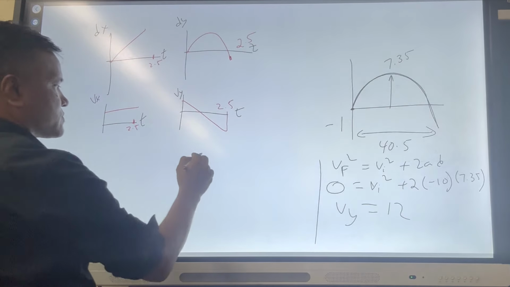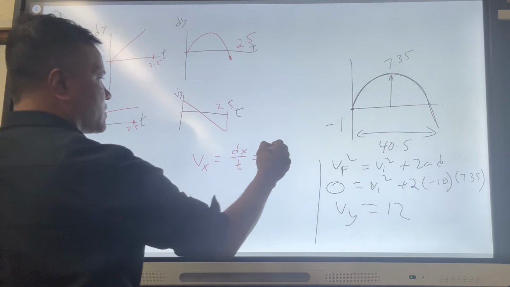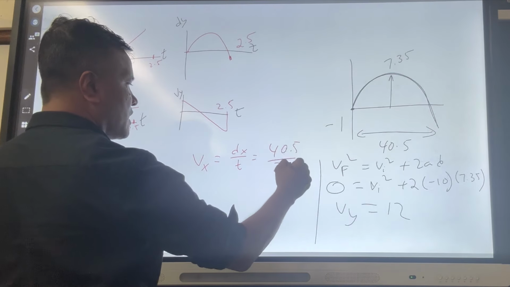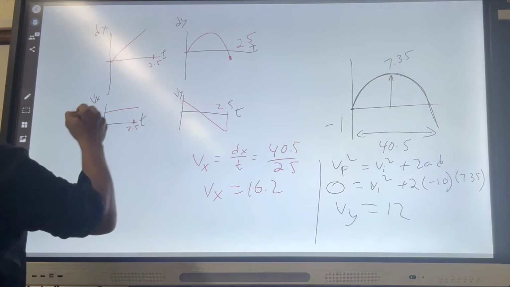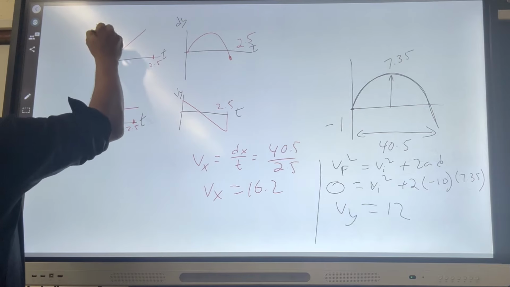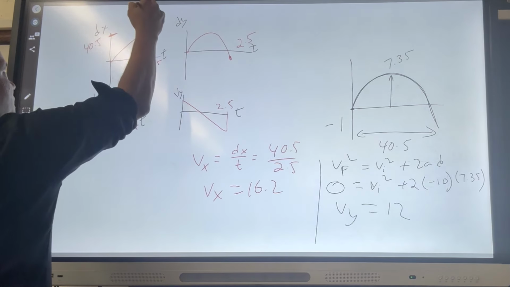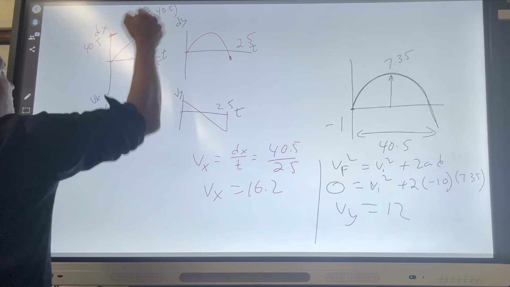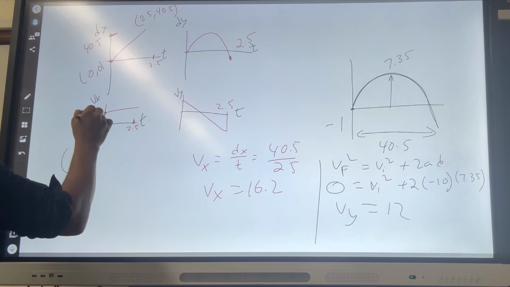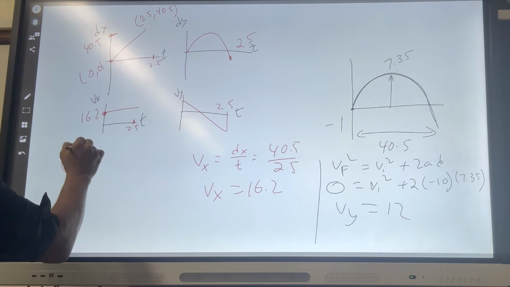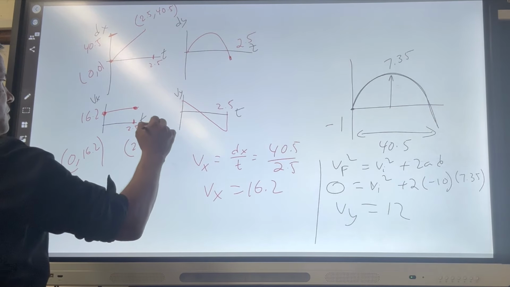So now vx, what is vx? Vx is dx over t. What is dx? 40.5. t is 2.5. So vx is 16.2. Now you know this is 16.2. You of course know dx is 40.5. So this one is 2.5 comma 40.5, and this one is 0 comma 0. And this one is 0 comma 16.2, and this one is 2.5 comma 16.2.